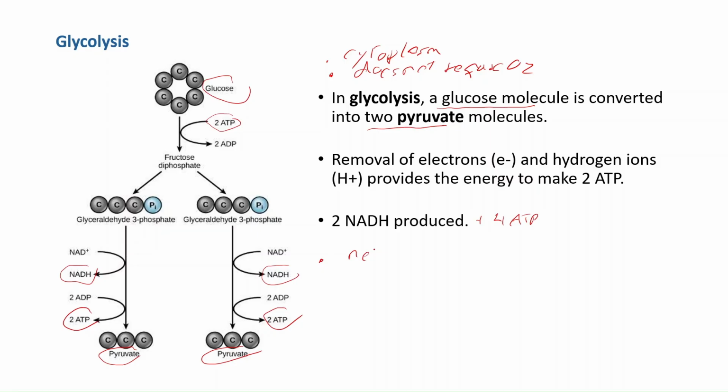The net gain, if you form 4 ATPs but you use 2, is going to be 2 ATPs in glycolysis. Okay? So 2 ATPs, 2 NADHs. Like I said, don't worry about the reactions in between or anything like that. If you want to know the details, you can take biochemistry.